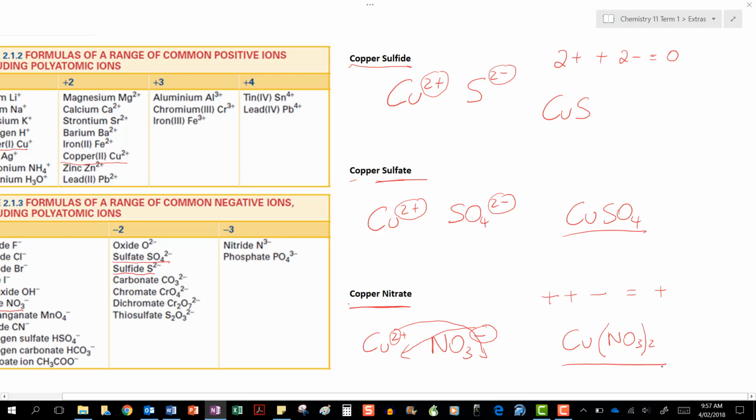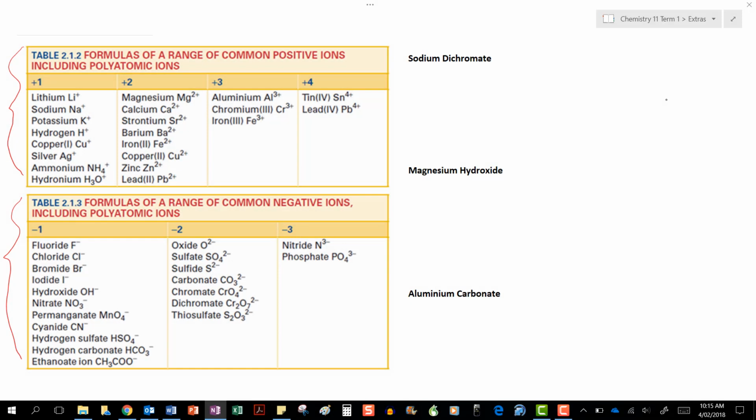Let's have a look at a few more examples. So again, when you're asked to write the formula for an ionic compound, you need to identify the 2 different ions that you have. So for this example, we have sodium dichromate. We look into our table over here and we see that sodium is +1, so Na+. And we're going to look for our dichromate down here, and we can see that it's Cr2O7 2-.